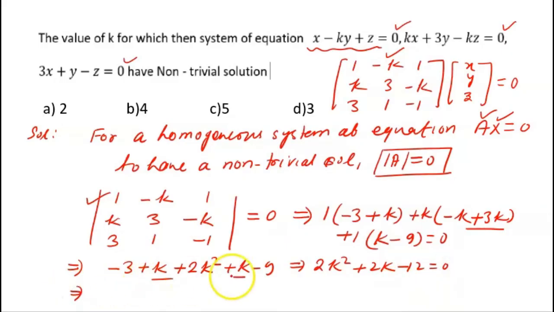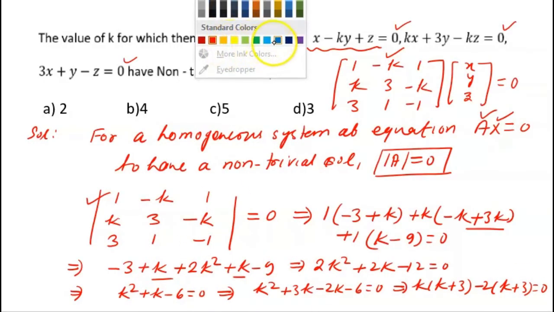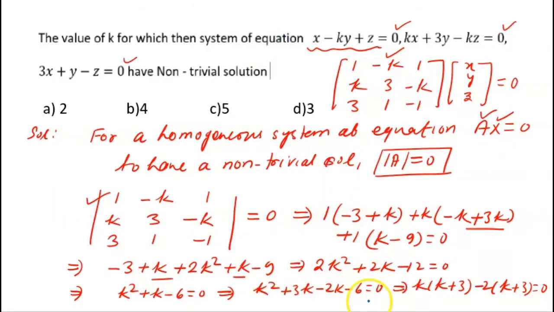So proceeding further, I can take 2 common from this, so I will get k square plus k minus 6 is equal to 0. Now I have to factorize this. So how to factorize? I will write k square plus 3k minus 2k minus 6 is equal to 0. Now I can take k common, so I will get k plus 3, and I can take minus 2 common, so I will get k plus 3 is equal to 0. So in the end, let me change the color so that it is not confusing. So k plus 3 into k minus 2 is equal to 0. So this gives me k is equal to minus 3 and 2.